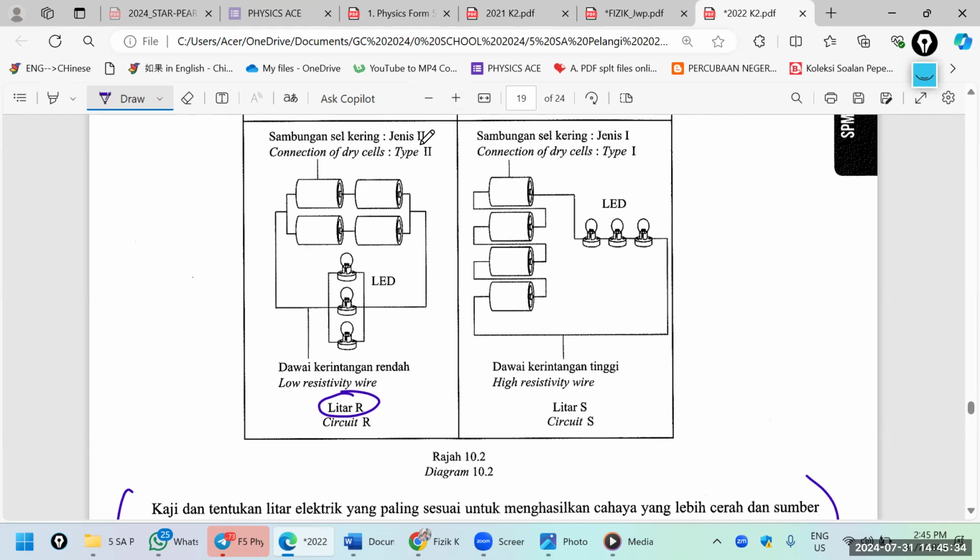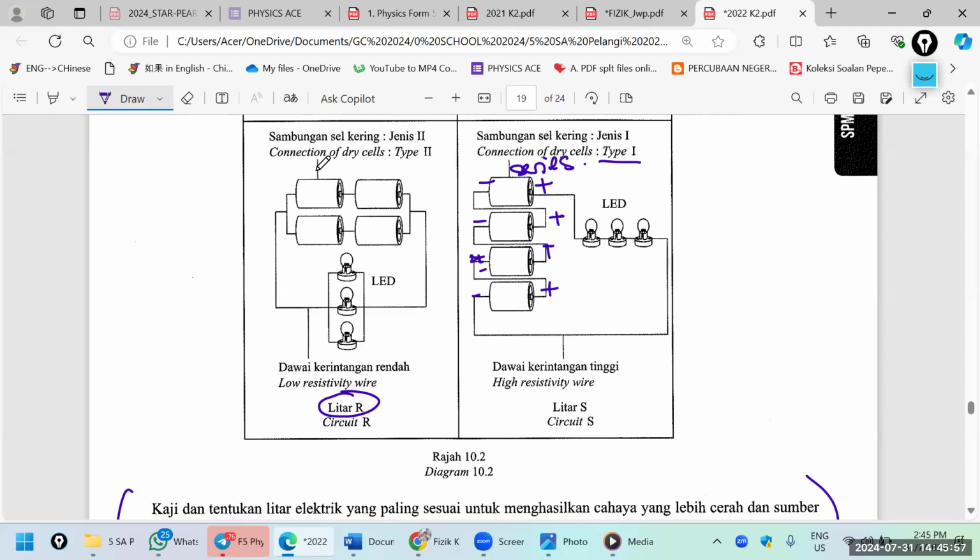All right, so now connection of type 1 is actually what? Yes, this one, see, from positive to negative, negative to positive. Can you see that? So actually, this is called a series circuit.